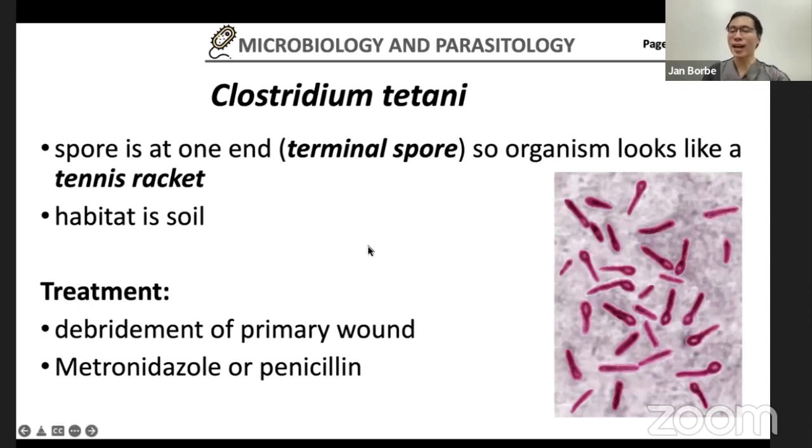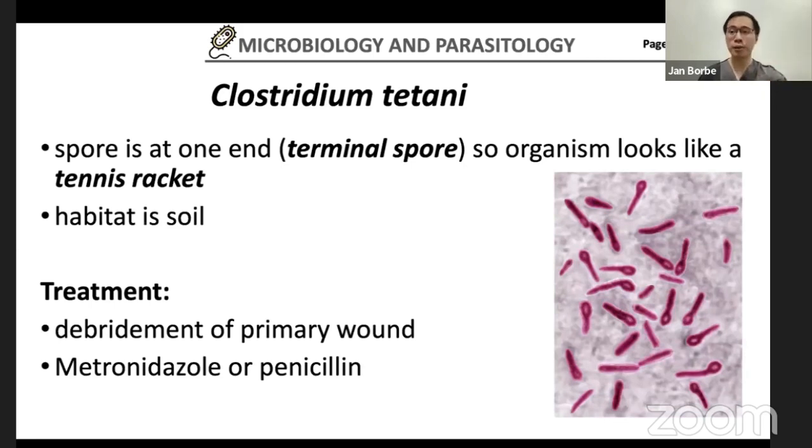Okay? For all anaerobic organisms, think of this: generally, the treatment should be debridement. You need to remove the devitalized tissue. You need to remove that fertile ground where the organism produces spores. So that's really the most important. For treatment, metronidazole or penicillin.